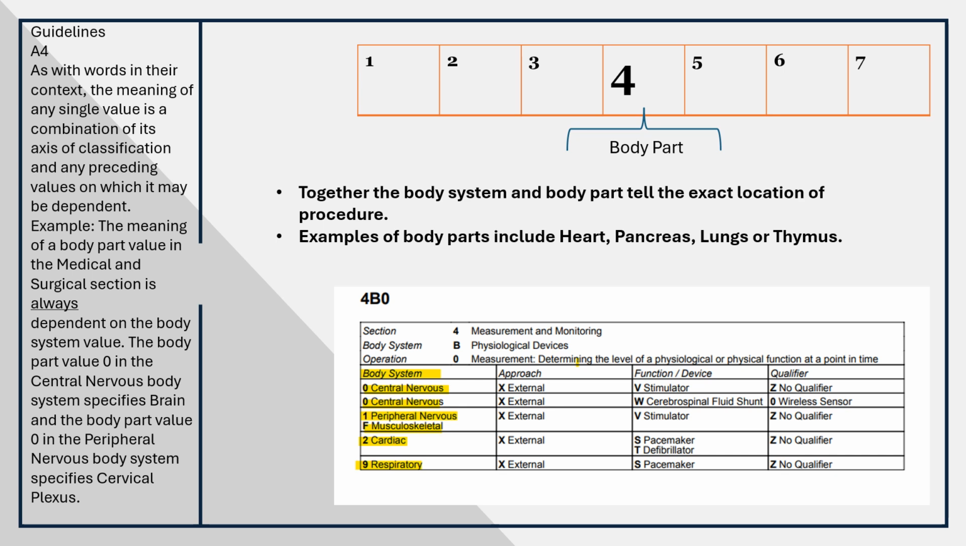Also, guideline A5: as the system is expanding to become increasingly detailed over time, more values will depend on preceding values for their meaning.